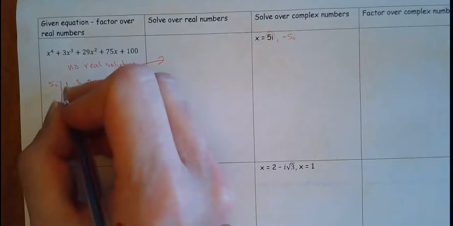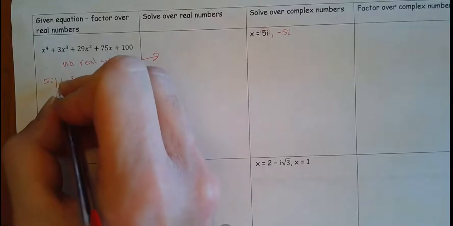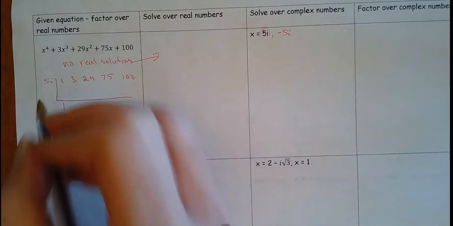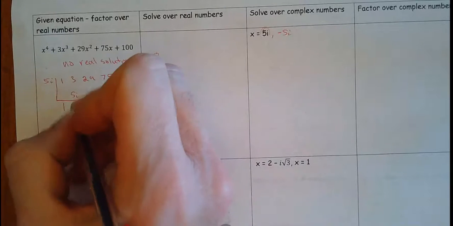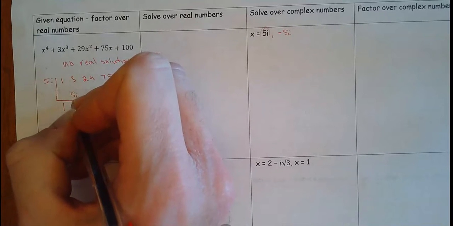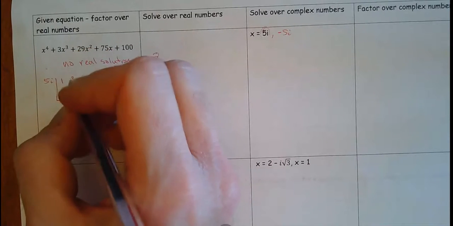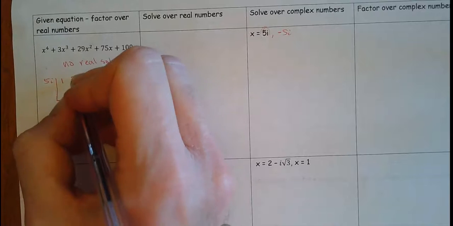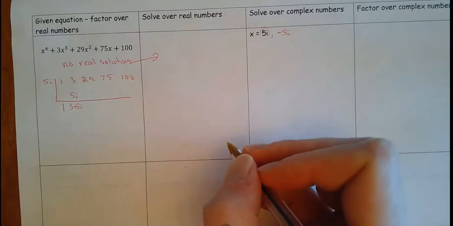Okay, so this guy, we do exactly the same thing as we've always done. Drop the 1 down. 1 times 5i is 5i. Remember, we're subtracting down here, or I'm sorry, we're adding straight down. We add straight down, so 3 plus 5i.